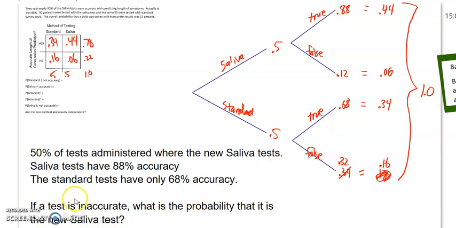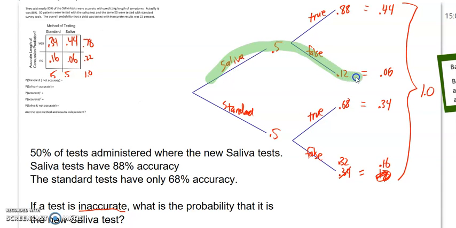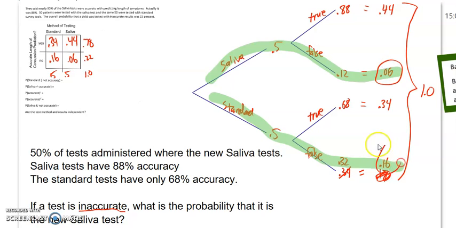And then we can answer questions like this. If a test is inaccurate, so given that it's inaccurate. So we've got saliva tests. Once in a while they're inaccurate, so that's that group. And then we've got standard tests, but once in a while they're inaccurate, so it's this group. So given that a test is inaccurate, we're looking at those two combined. So that is my denominator. So 0.06 plus that 0.16 becomes, so if they're inaccurate, what's the probability that it's the new saliva test?